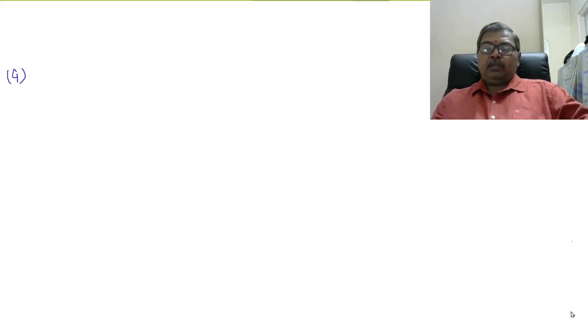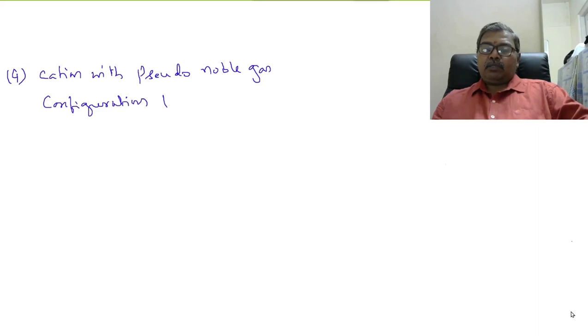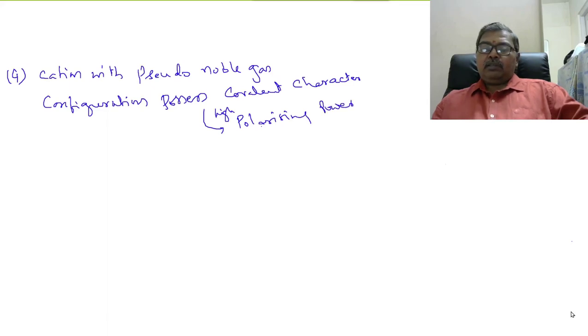Fourth point. Cation with pseudo inert gas configuration, pseudo noble gas configuration, possess covalent character, or possess high polarizing power. See, for example, ZnCl2, CaCl2.